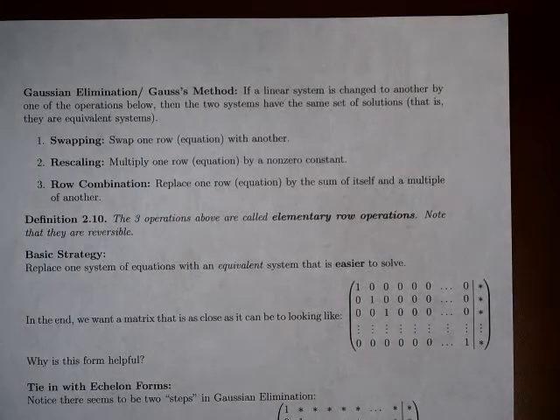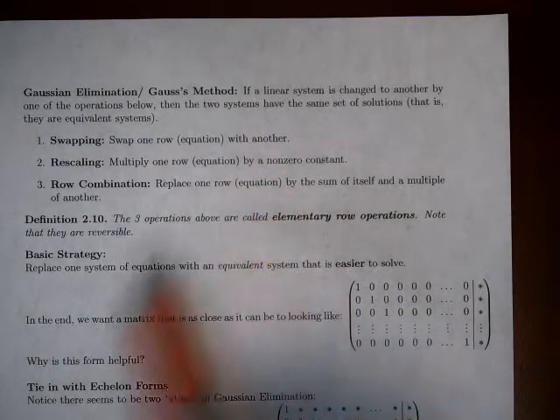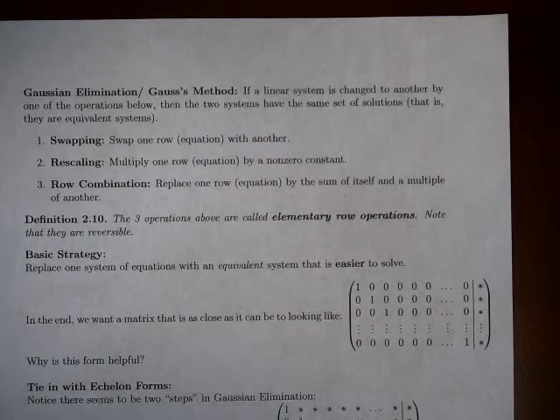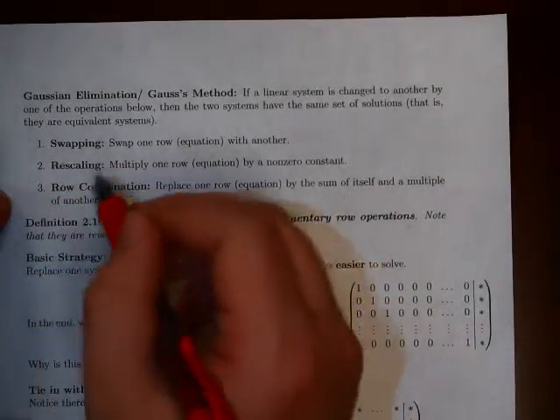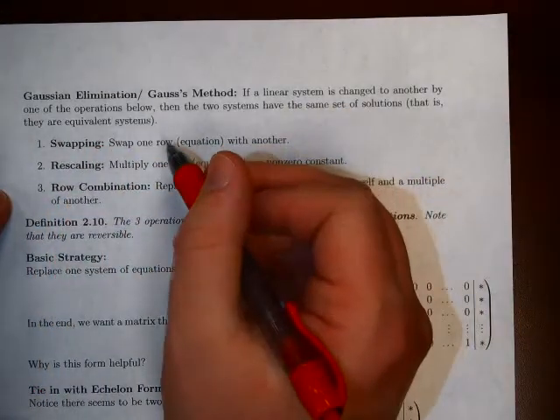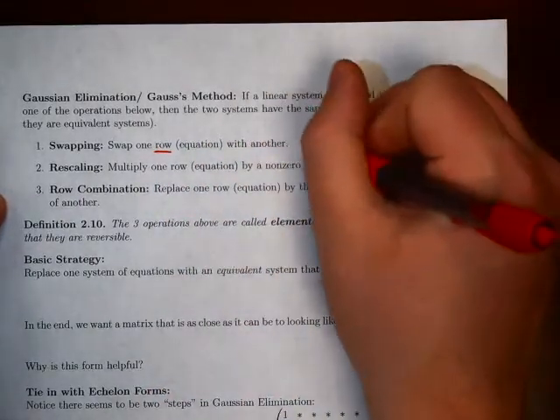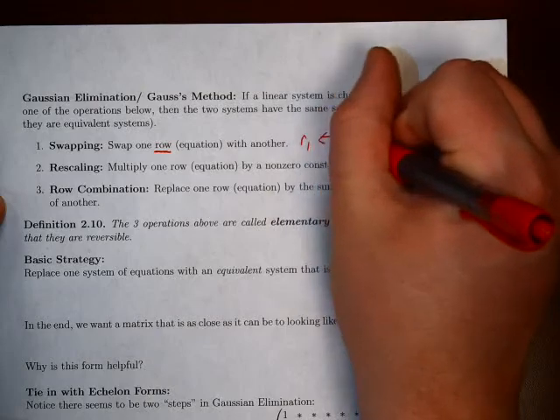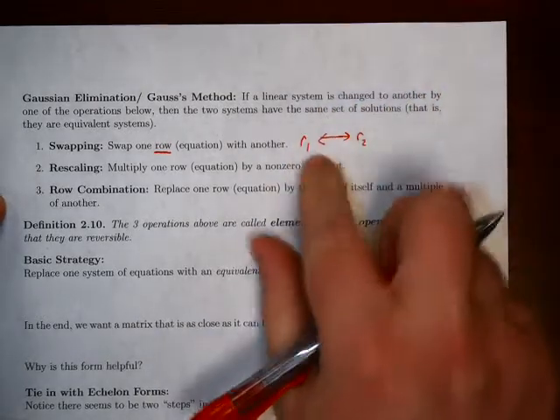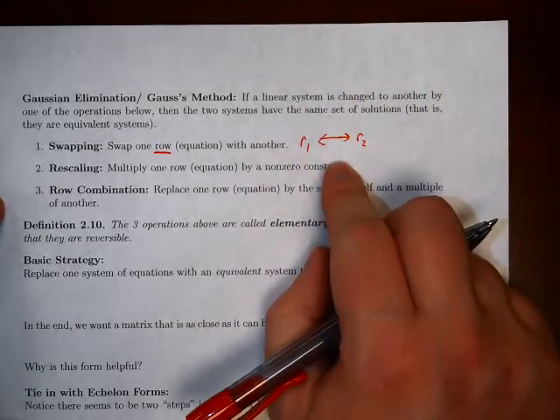So if a linear system is changed to another by one of these 3 operations, then the 2 systems have the same set of solutions. In other words, they're equivalent. The 3 things we can do are swapping. So we can swap one row or equation with another. So we can say row 1, we're switching with row 2, and it'll help to write some things to kind of denote what we're doing.